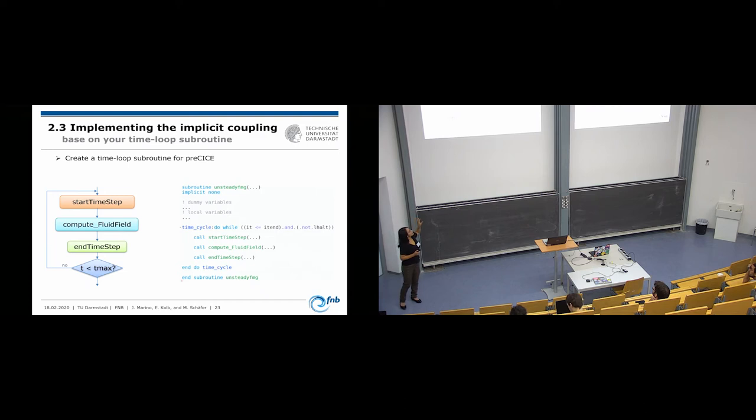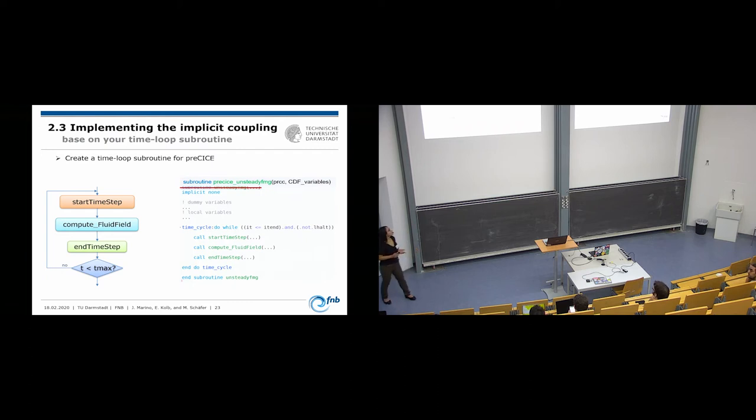To implement this implicit coupling, it's important to adapt your program. Look at this very easy structure. For example, in our case, we based it on this function, made a copy, and now this function for us is the preCICE steady FMG, and it will manage the time step cycle and the FSI cycle in our program.